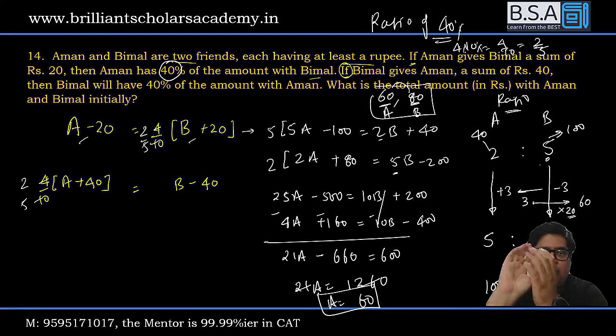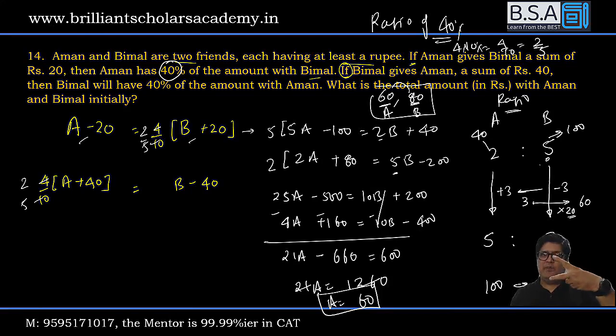See, understand. There are two transactions. In the first one, A was giving money to B. In the second transaction, B was giving money to A. I am saying, when is this 2/5? A has already given 20 rupees. And when is 5/2? B gave him 40 rupees. See, 20 went here, 40 came back. That is the exchange of 60 rupees.